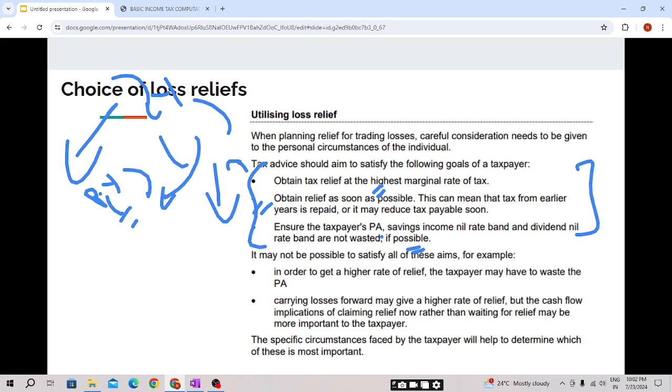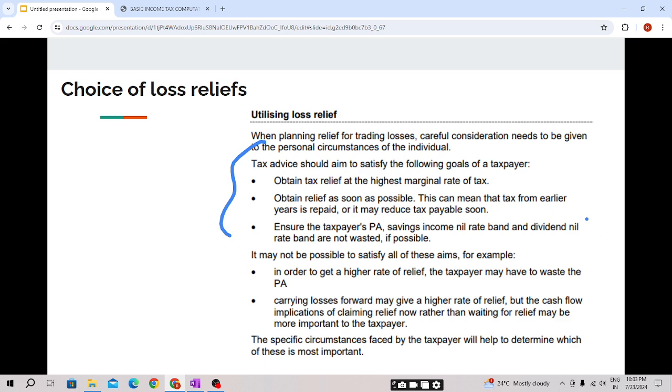Ensure the taxpayer's personal allowance, savings income nil rate band and dividend income nil rate band are not wasted if possible. It may not be possible to satisfy all of these aims. We can't satisfy all three aims in one go, students. In order to get a higher rate of relief, the taxpayer may have to waste the PA.